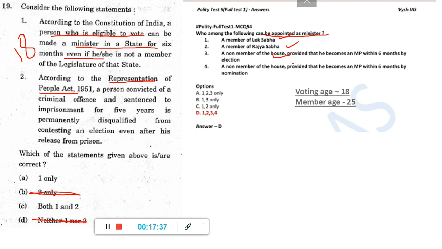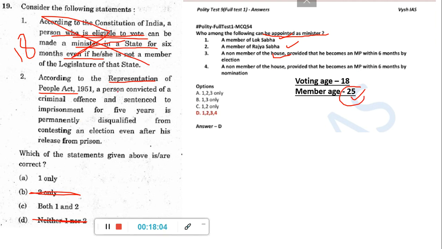But here the twist, or what UPSC made tricky, is that a person eligible to vote means anyone 18 years old, but to become a member, you have to be at least 25 years. If you put a person of 18 years old as minister, how will he win the election in the next 6 months? Because to stand for election, you need to be at least 25. So they asked it in a little more detail, and this is a wrong statement. But coaching institutes were telling it as a right statement.